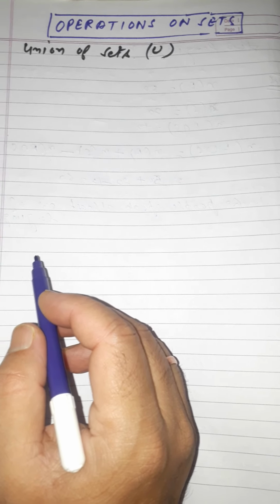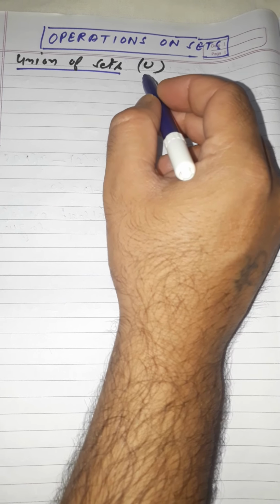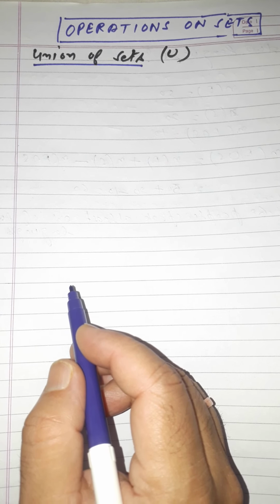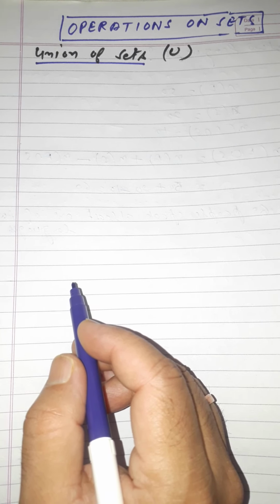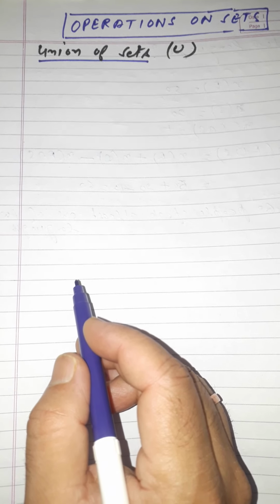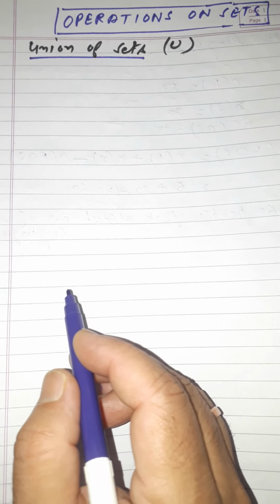Today we are going to discuss the operation of sets. First one is, students, union of the sets. Remember, students, the union of sets is represented by ∪. The definition of union is: let A and B be any two sets. The union of A and B is the set which consists of all the elements of A and all the elements of B, with the common elements being taken only once. This is the definition of union of the sets.